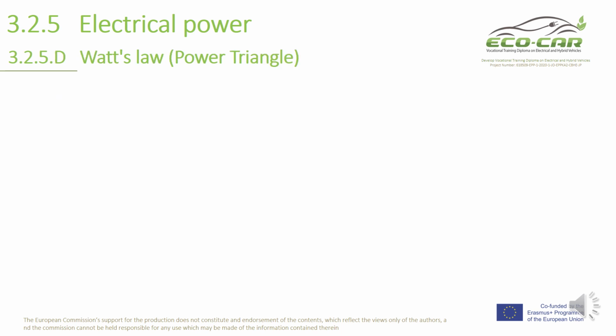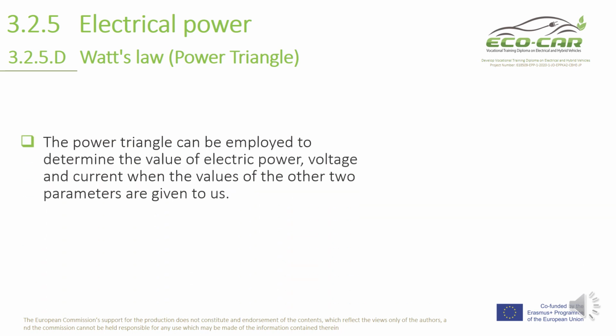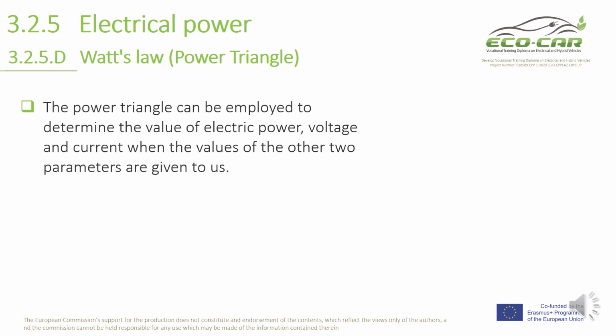Watt's law, power triangle. The power triangle can be employed to determine the value of electric power, voltage, and current when the values of the other two parameters are given to us. So, the power triangle is to calculate the value of electric power and also voltage and also current when two parameters are given to us. We can find the answer.